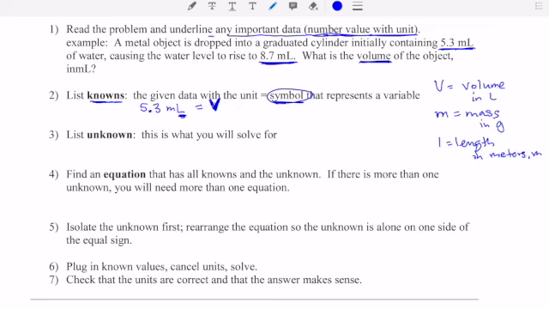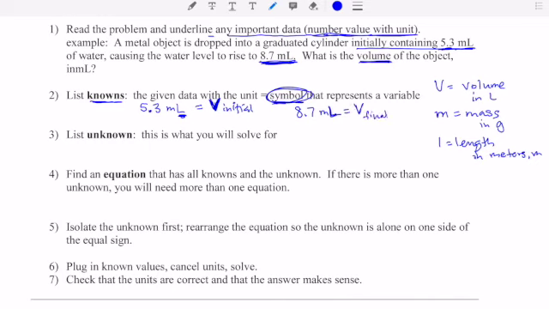So this is not just the volume, but it's the initial volume, because it was initially containing 5.3 milliliters. Then you have another number, 8.7 milliliters, so let's write that down, 8.7 milliliters. When you have a number value with the units, you want to write it down exactly, number with the units, and then the symbol it represents. This again is still liters, so that's a volume, but this time it's a final volume.